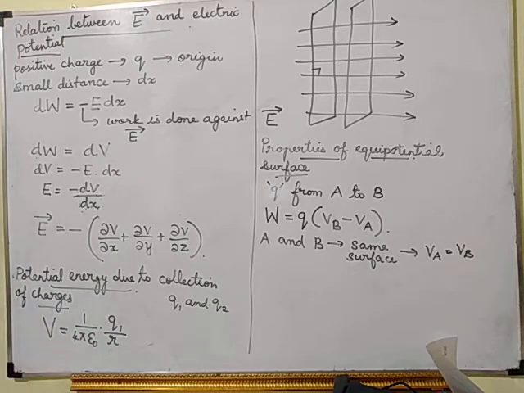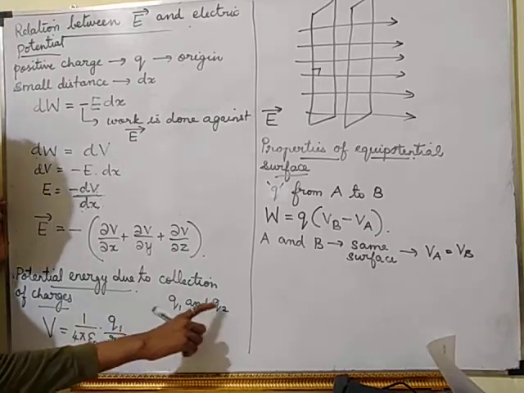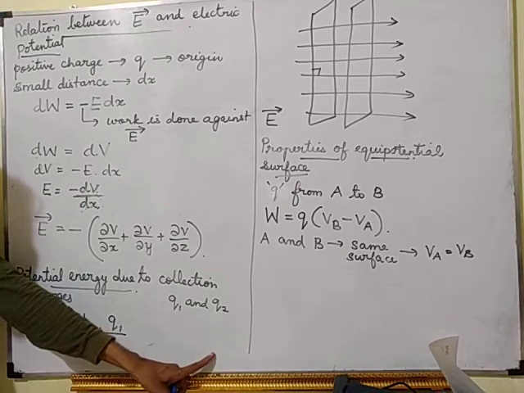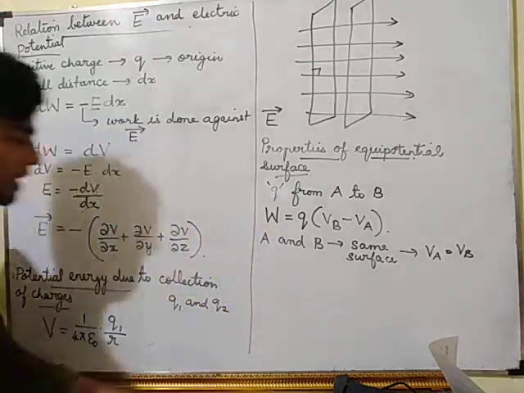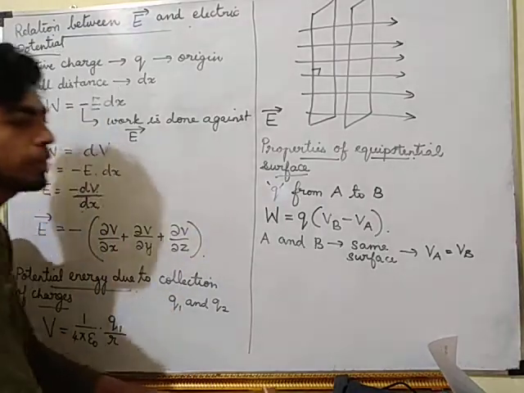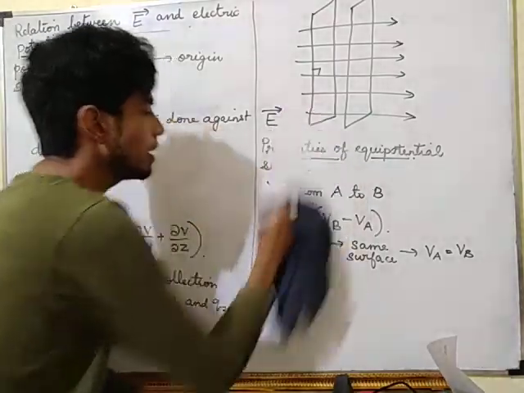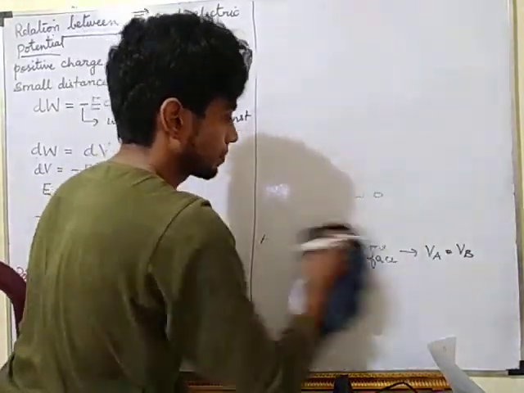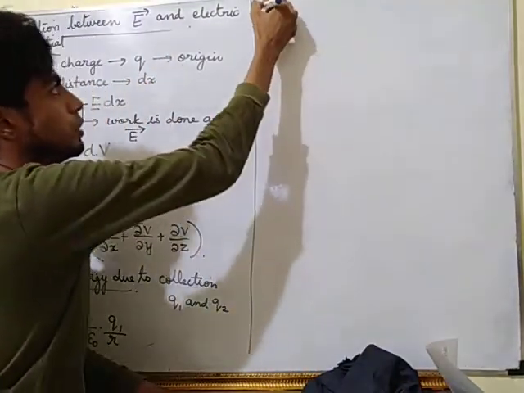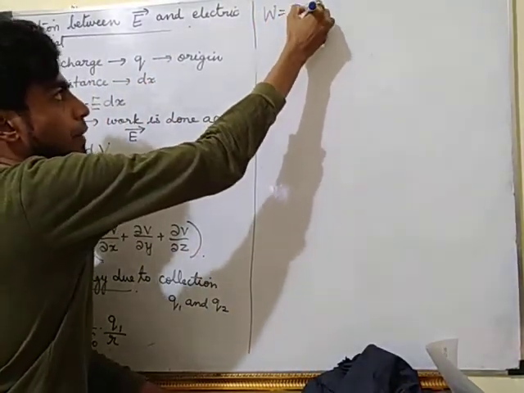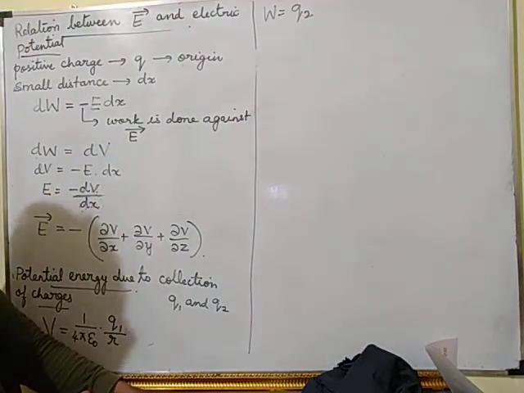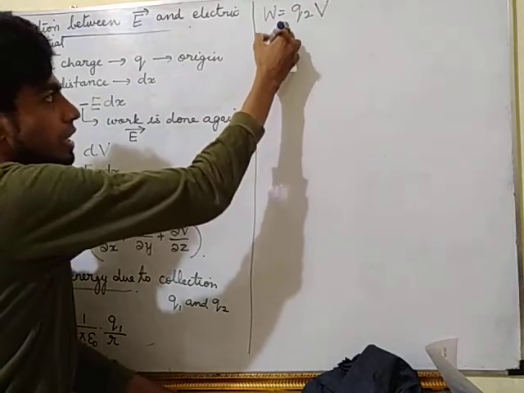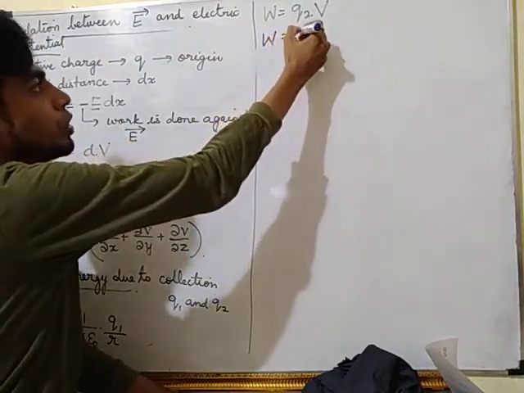Okay. Now I am going to bring this Q1 charge near this Q2 charge. For moving the charge, I will be doing some work. So what will be the work done? Work done W is equal to, I am bringing it near Q2, into potential V. So work done will be equal to Q2 into V.